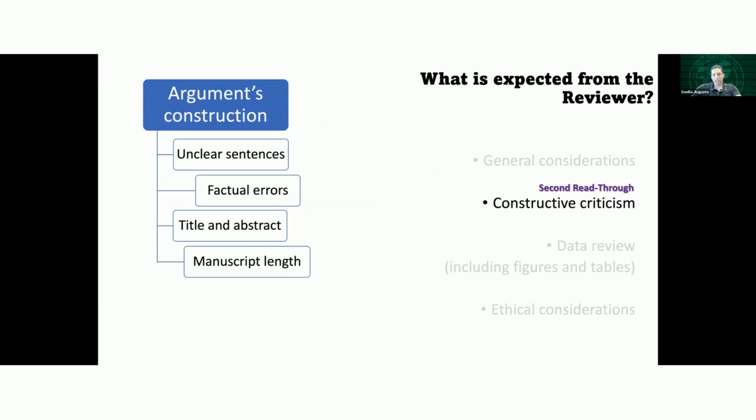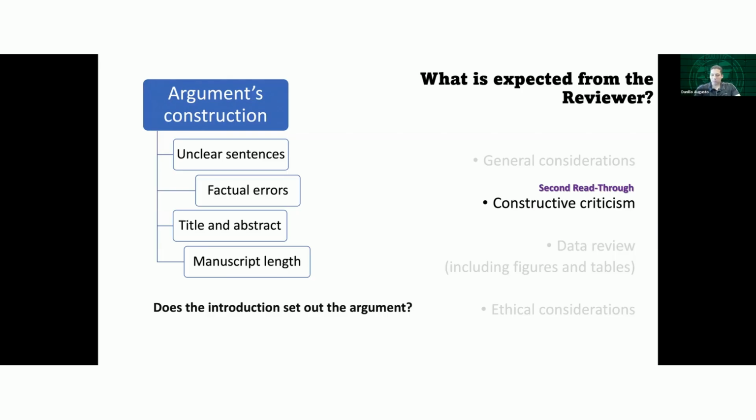After the reviewer has this first view and the first opinion about the paper, now is the time to have a second read, where the reviewer goes into more detail and more specific points and more specific constructive criticism. And we say constructive because the idea is that we, as reviewers, want to help to improve this manuscript. And that's the main purpose of the peer review.